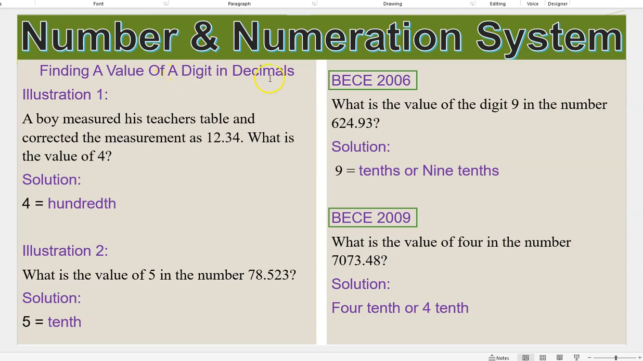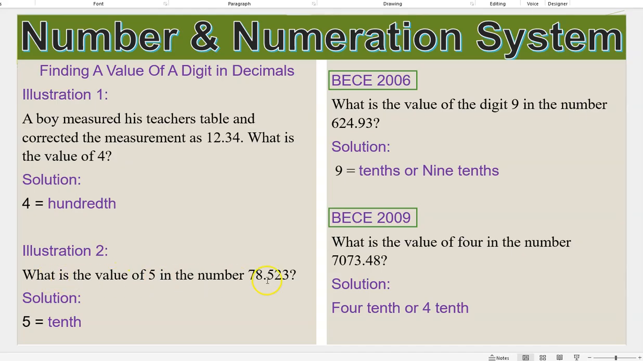Finding the value of a digit in decimals. A boy measured his teacher's table and recorded the measurement as 12.34. What is the value of 4? This is 4. Remember, tenths, hundredths. So 4 is hundredths.